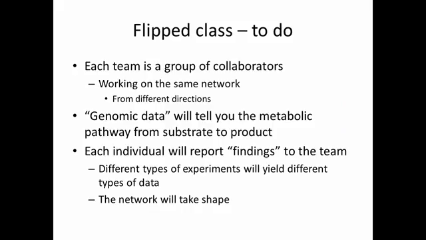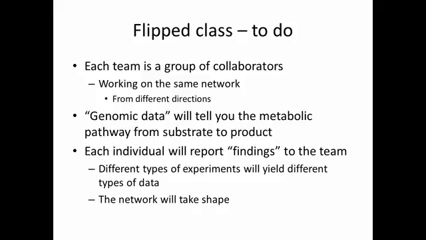Okay, so for the flipped class, you're essentially going to be doing something like this. Each team is a group of collaborators. There is a bunch of metabolites. You'll be working on the same network, but you'll be working on it from different directions. So each of you in the group will individually get your own set of data that you will apply to your network here, your network that you're going to construct.